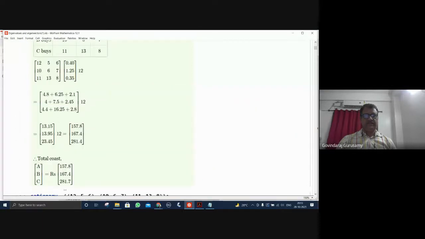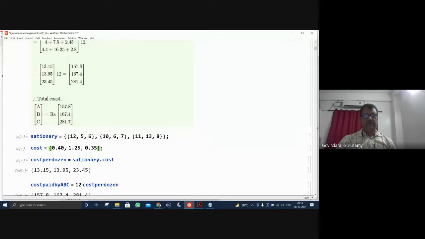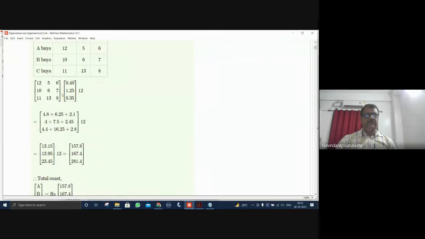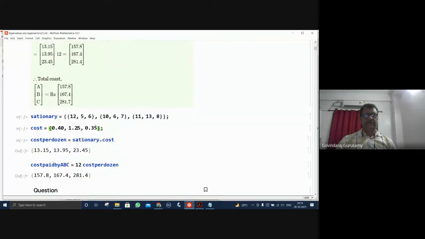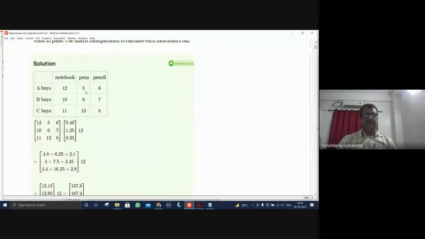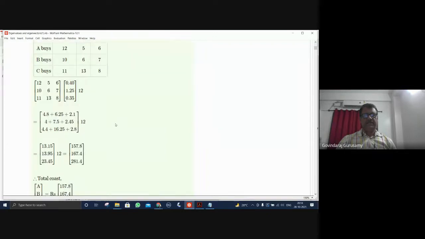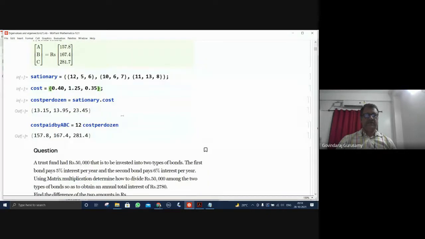Please remember that this is your first row, this is the second row, this is the third row. If you make a transpose, then it will get transformed: 12, 10, 11 will be the first one, the second will be 5, 6, 13, and then 6, 7, 18. That's what will happen when you make a transpose.